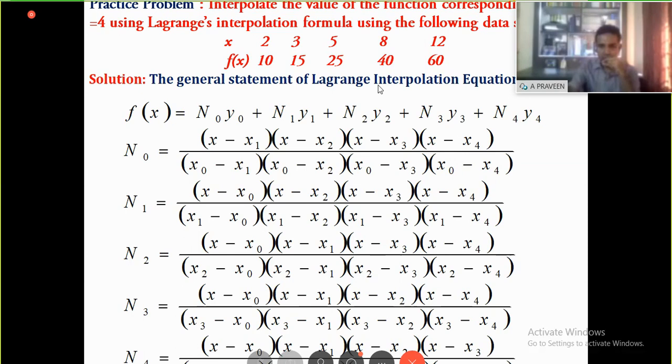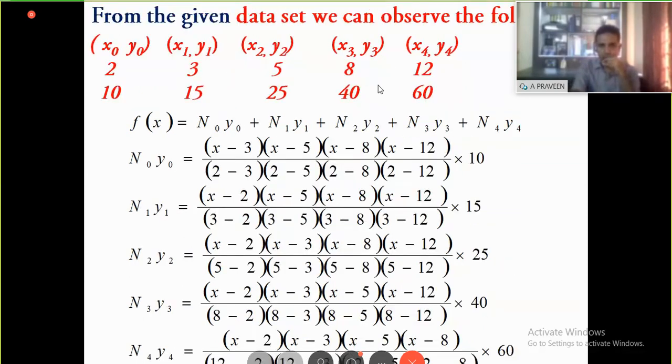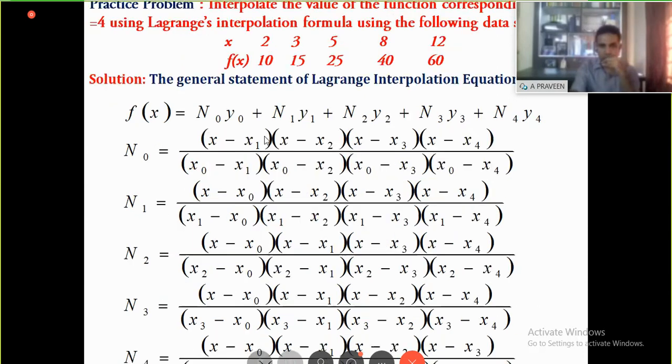Now we will move ahead. How can we operate upon this? I'll show the data set again for ease of our discussion. If you remember, these are our data. Now you have x0. I will explain again. x0 is 2, the first value. What is x1? x1 is 3.